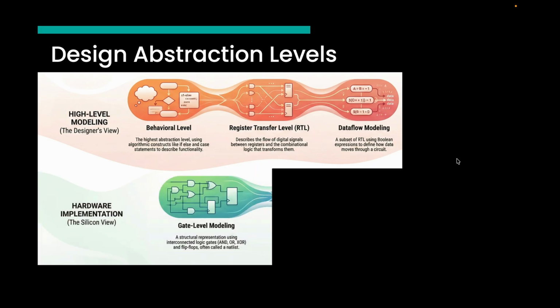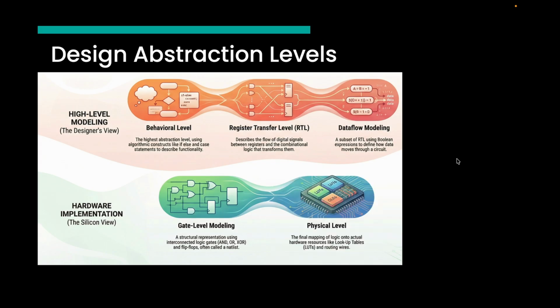The gate level represents the actual hardware structure. During the synthesis stage, software tools like Intel Quartus automatically translate the RTL into a gate level netlist. At this abstraction level, the design is no longer high-level code. It is a detailed schematic of interconnected physical components, including basic logic gates like AND, OR, XOR, multiplexers and flip-flops.